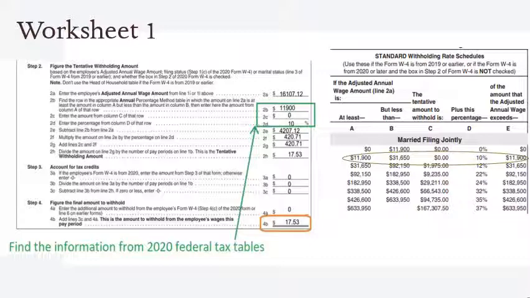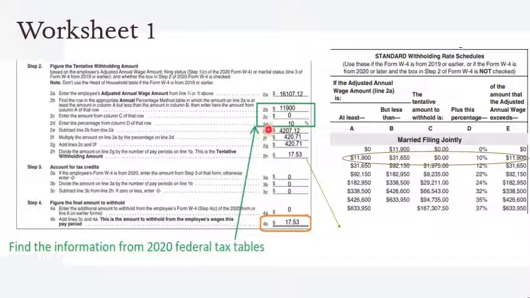We have to take the amount that the adjusted annual wage exceeds, 11,900, so we can enter that amount here on line 2B. Then we enter the amount of column C on that row. As we can see, for column C for this row, that amount is 0, so we put the 0 here. Now we also need the percentage from this row as well. Looking at this row, we can see that it's 10%, and that amount we can put here.